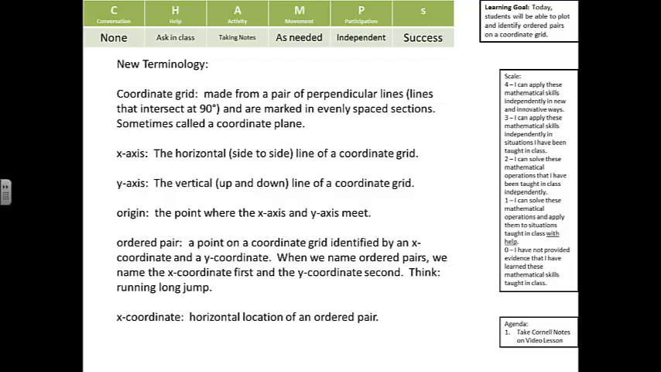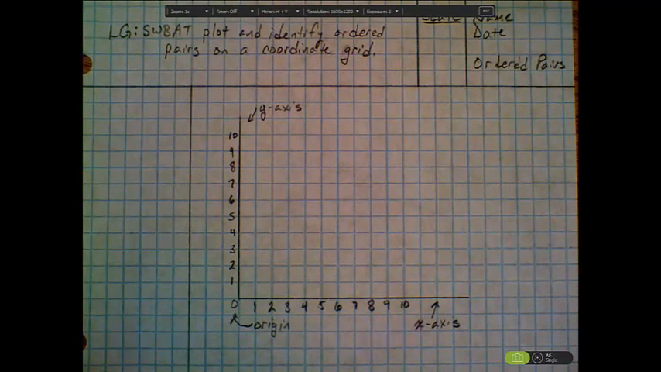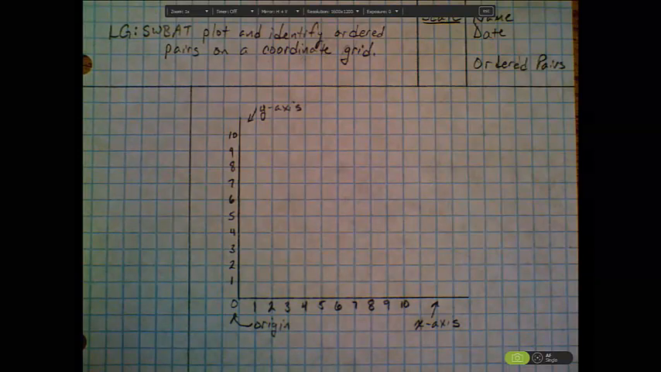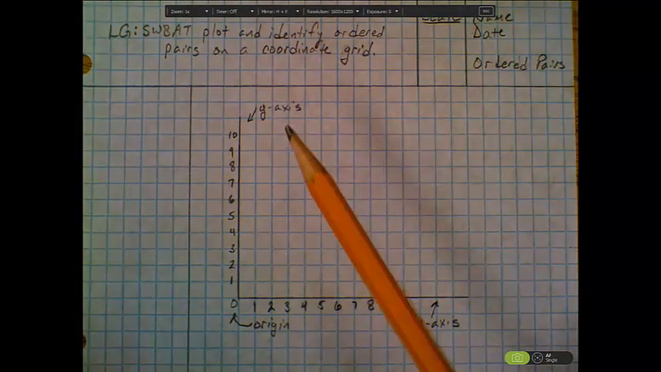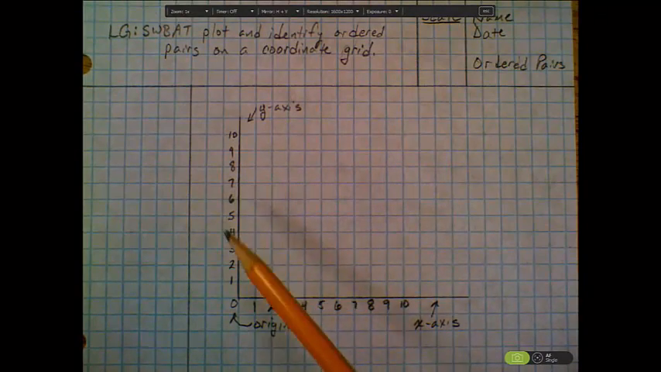The x-coordinate is just the number or the value that represents how far you went horizontally or to the side. And the y-coordinate is how far you go up. Okay, so you can see on the notes I've gone ahead and drawn a coordinate plane or a coordinate grid. You see that we have the two lines, and I've gone ahead and identified them for you. We have the x-axis right here, that's the side-to-side line. We have the y-axis up here, and that's the up and down line.